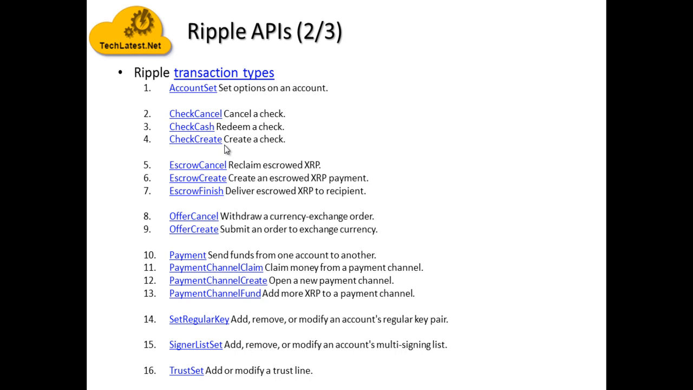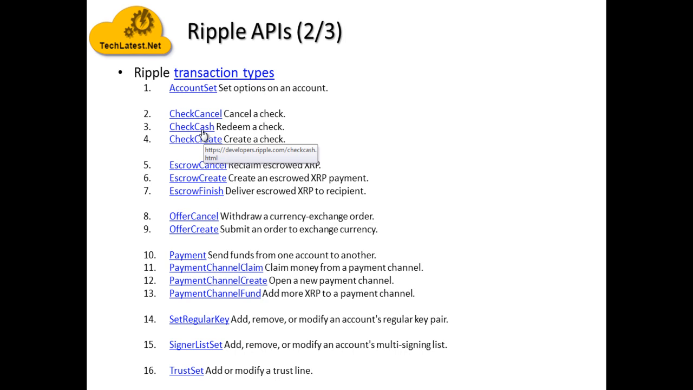So in this scenario, you have three different operations to help you implement the check scenario. The first one is you will create a check through the check create transaction. Here the sender will create a check in the name of the receiver with the amount and everything. And next, the receiver can then invoke the check cash transaction.